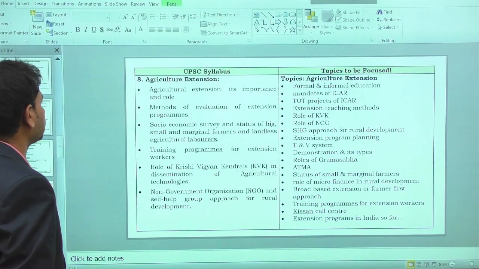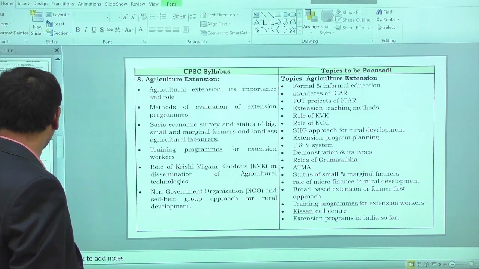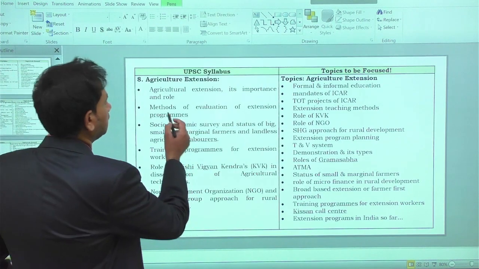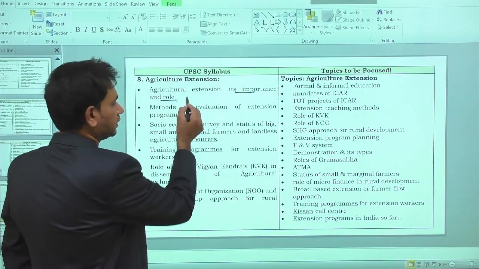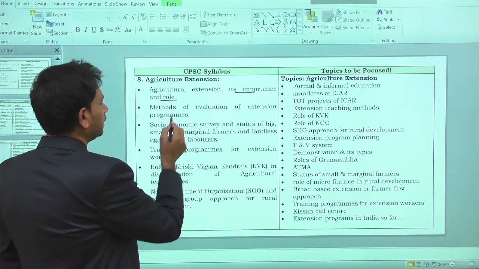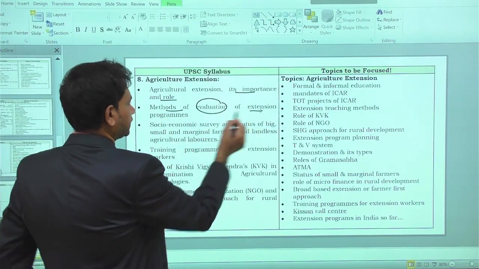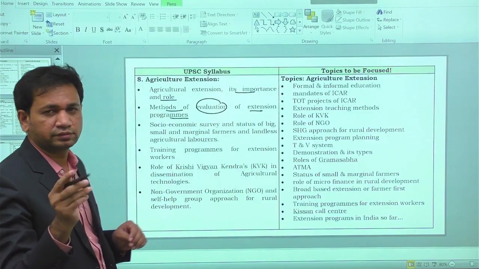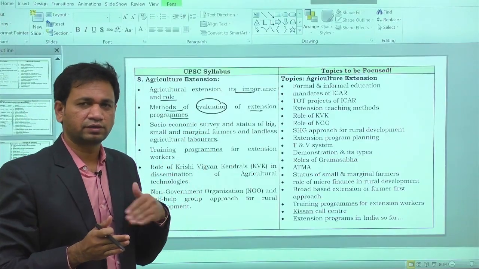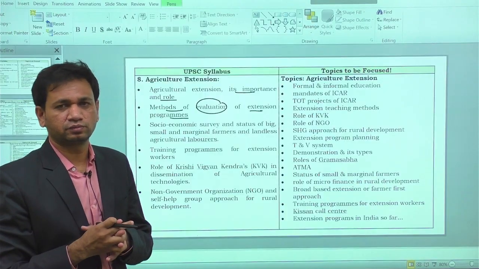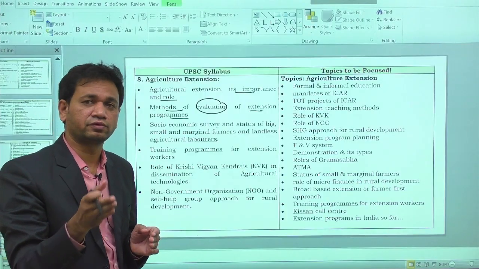Then apart from that, we are having agriculture extension. In agriculture extension, we are having the significant importance of agriculture extension in rural development. Then methods for evaluation of the extension program. For extension programs, we are having two stages: before the independence and after the independence.